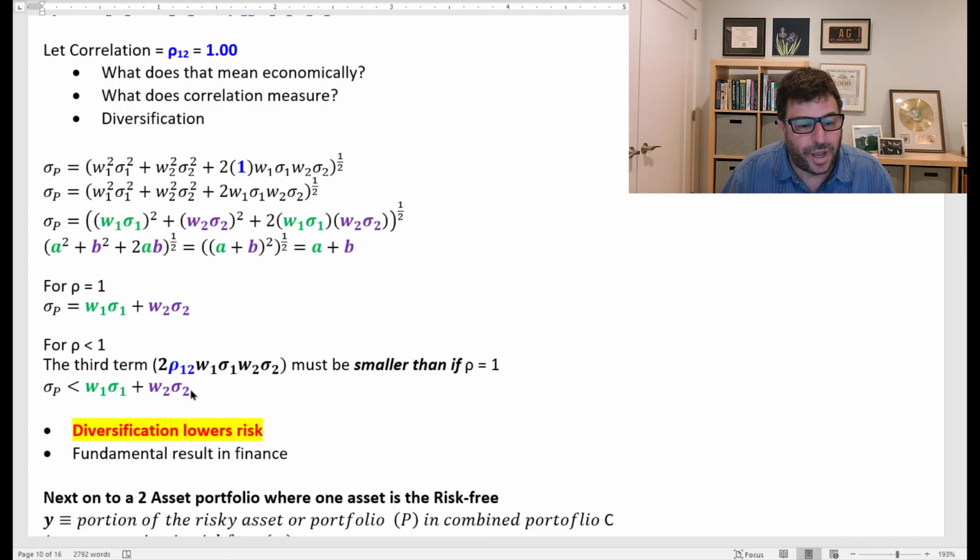And so the takeaway, this fundamental result in finance, is that if rho is less than 1 and there is some diversification, then the risk will be less than the weighted average. Diversification lowers risk. Again, this is a fundamental result in finance, that diversification lowers risk. And we can see this mathematically because if this value, when it's at its highest amount, is just the weighted average, if it's lower than its highest amount, then the portfolio risk must be less than the weighted average.